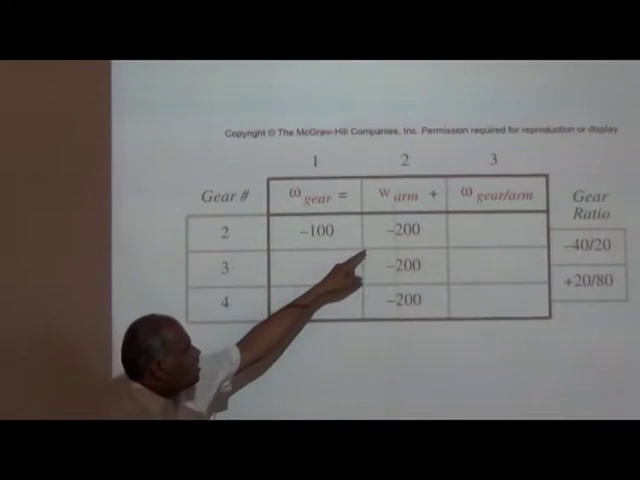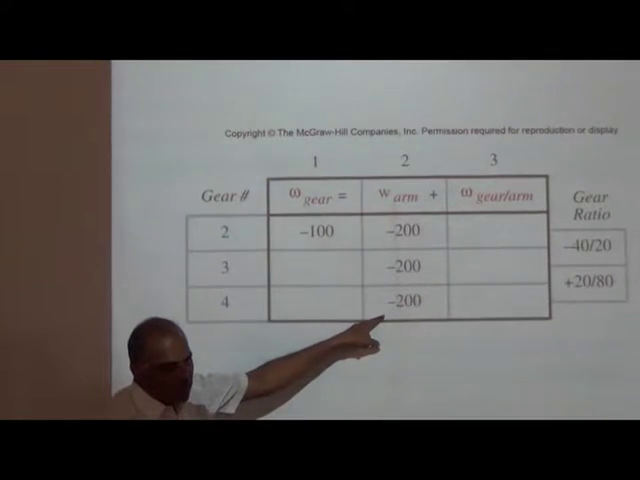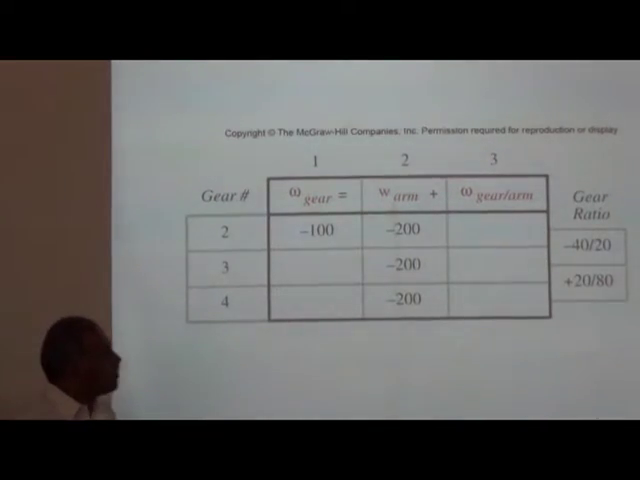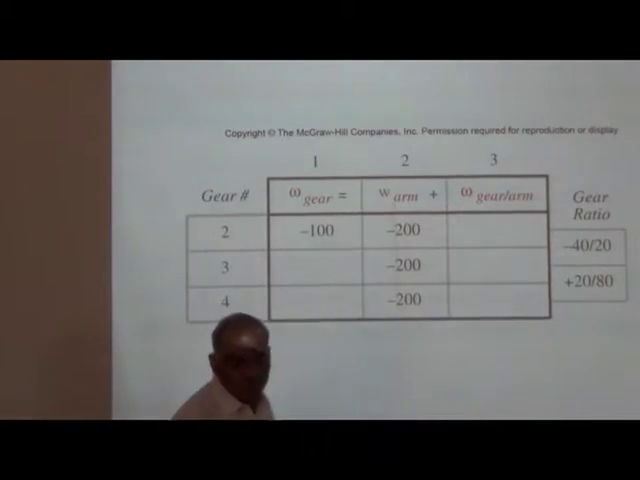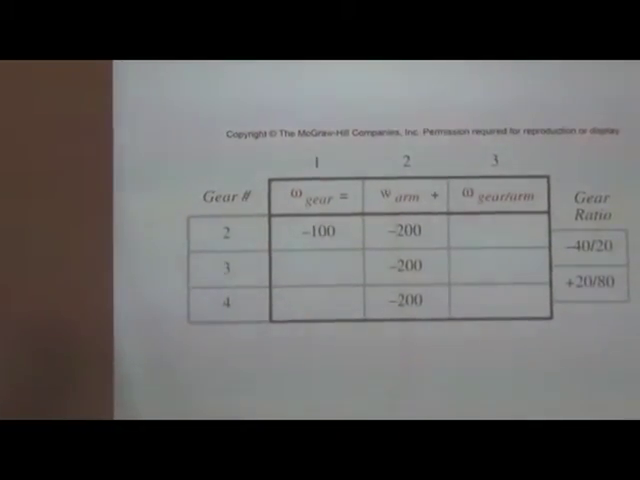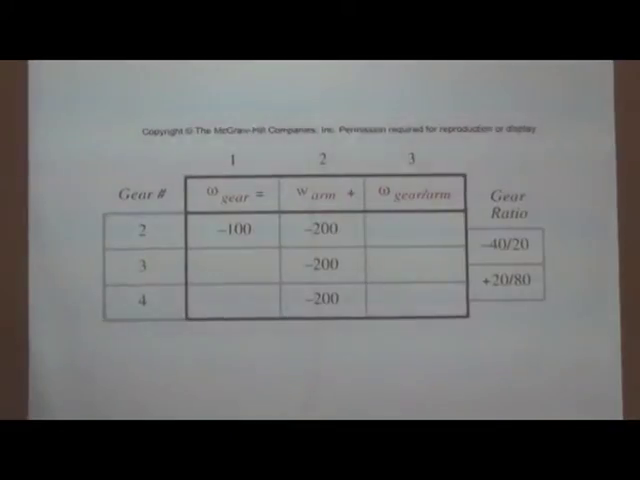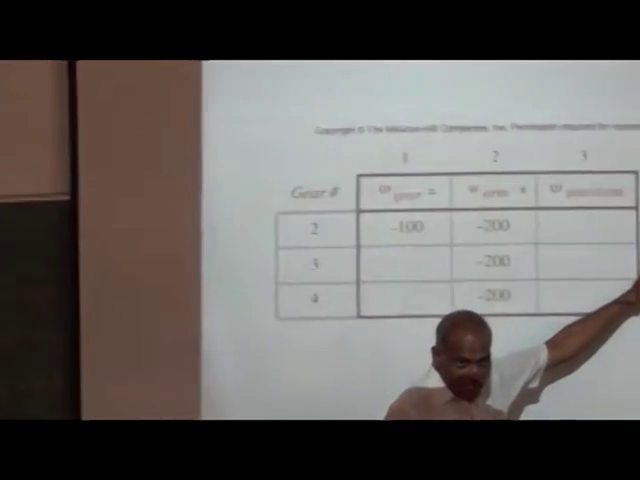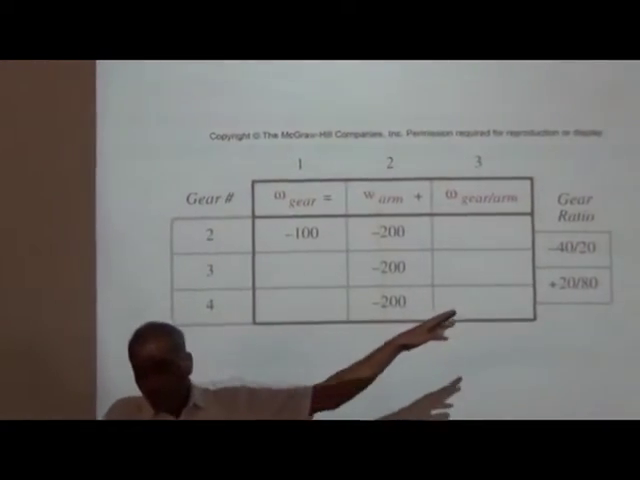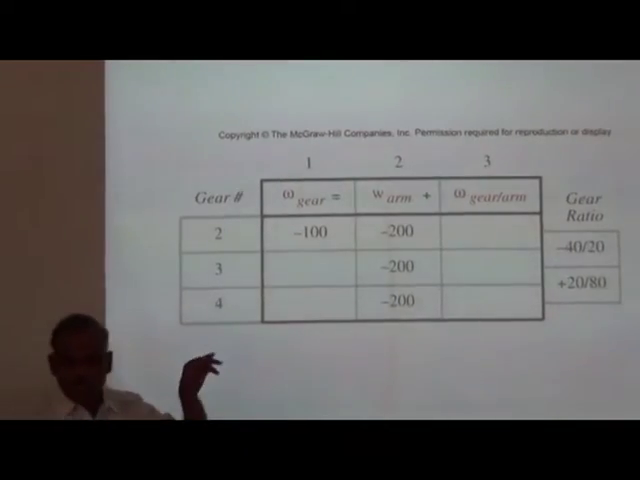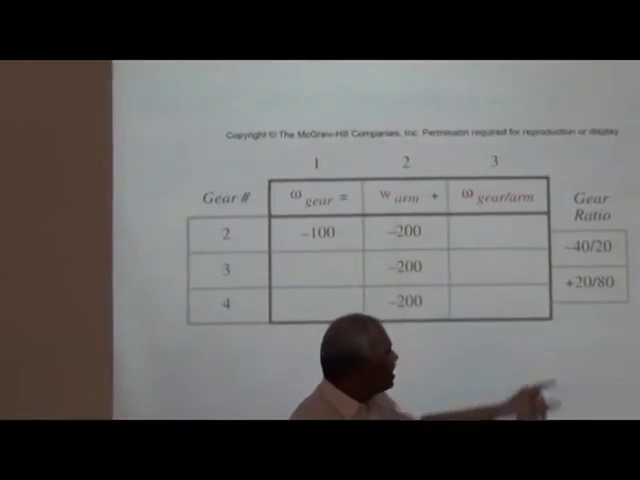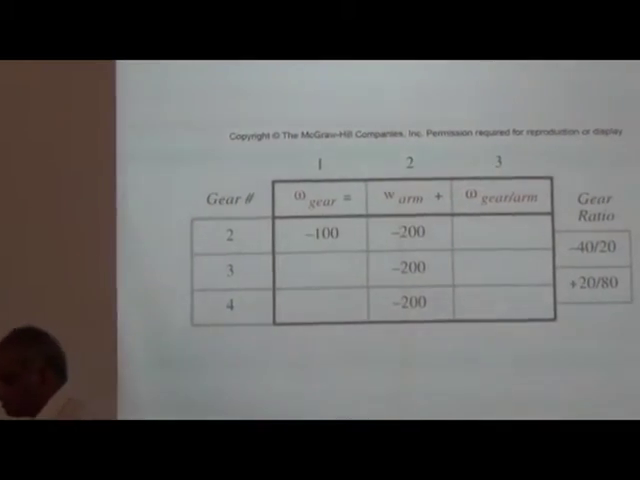So omega of the arm is minus 200, that I have filled in every column, and omega of the second gear, that is the sun gear, is minus 100. Now coming to the gear ratio, you can see between sun and the planet gear, they are 2 external gears. So it is given by the number of teeth in the input gear divided by the number of teeth in the output gear. Number of teeth in the input gear, the sun gear, is 40, divided by the number of teeth in the output gear, that is the planet gear, that is 20. So 40 by 20, and we have a minus sign because it is an external gear, the direction is changed.